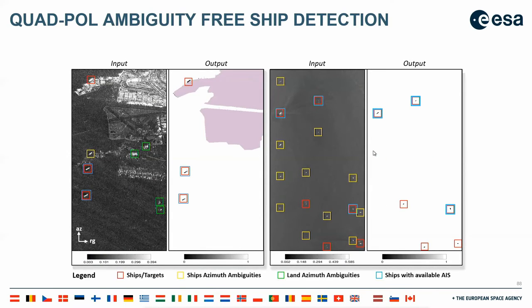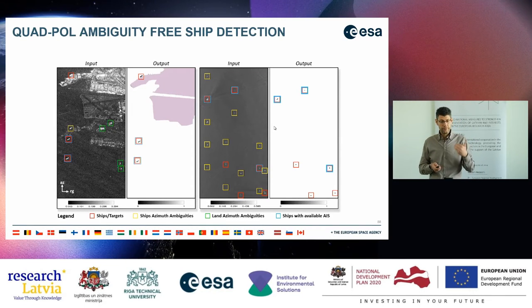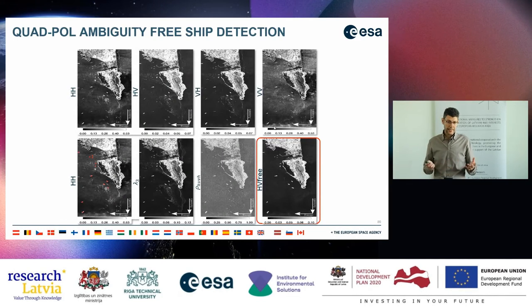So here in an example, you see a lot of strong ambiguities over the ocean, which are not detected, as you see, either for land and for ship. And another example that shows the effect of different polarimetric features.